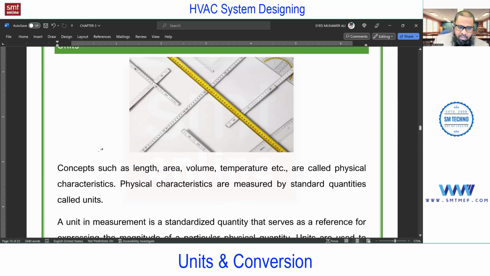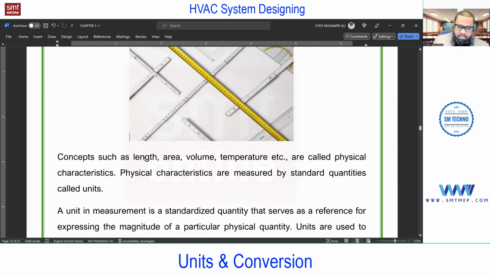So let me read this unit first. Concepts such as length, area, volume, temperature, flow rate, time, or velocity are called physical characteristics. Do you agree with this? Length is a physical characteristic, meaning we can measure length physically. Area we can measure physically, volume, temperature. These are all physical characteristics, and physical characteristics are measured by a standard quantity called units.